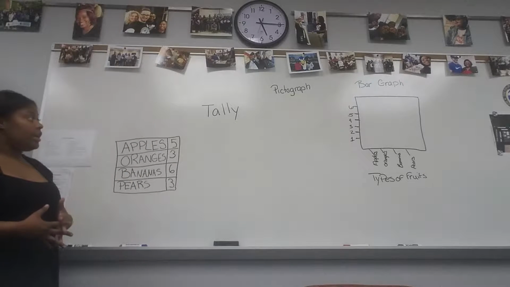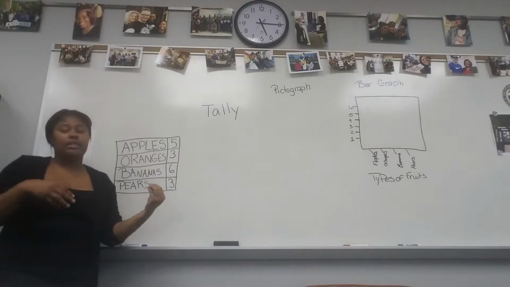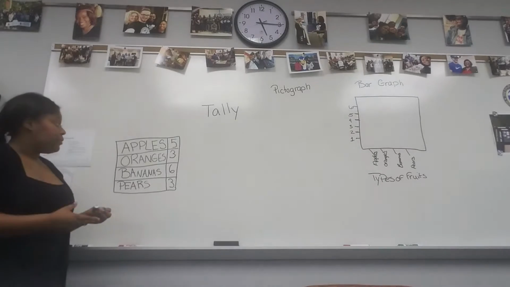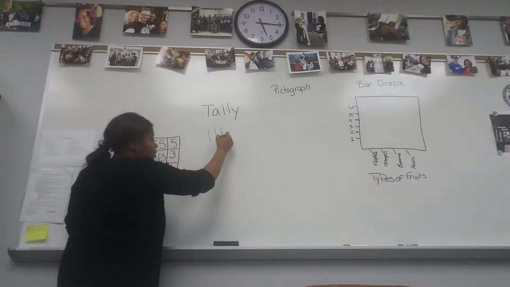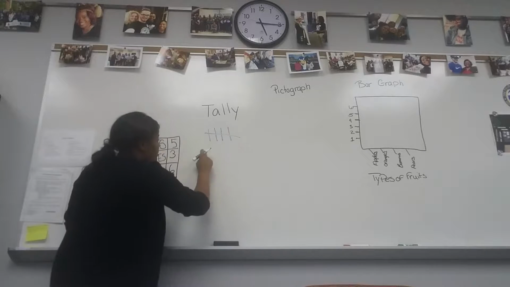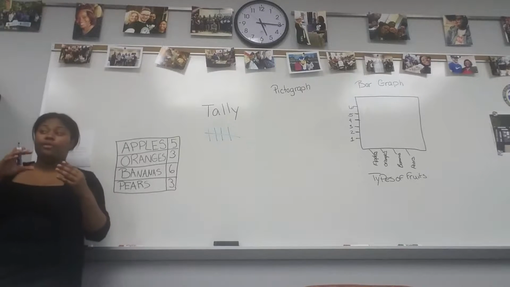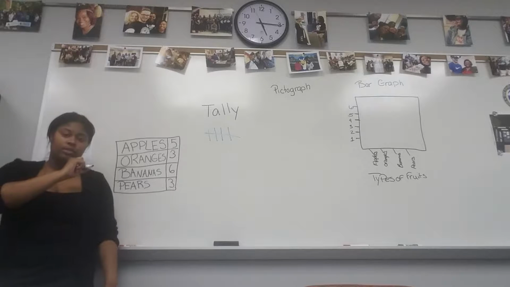A tally chart uses tick marks to express your data instead of using a number. So, for example, apples. You're going to make 1, 2, 3, 4, 5 tick marks. When you make tick marks, once you get to a group of 5, you make sure to take your last tick mark and go straight across.